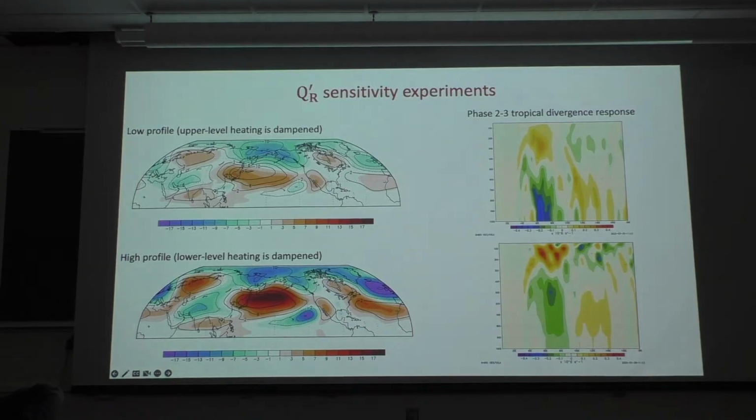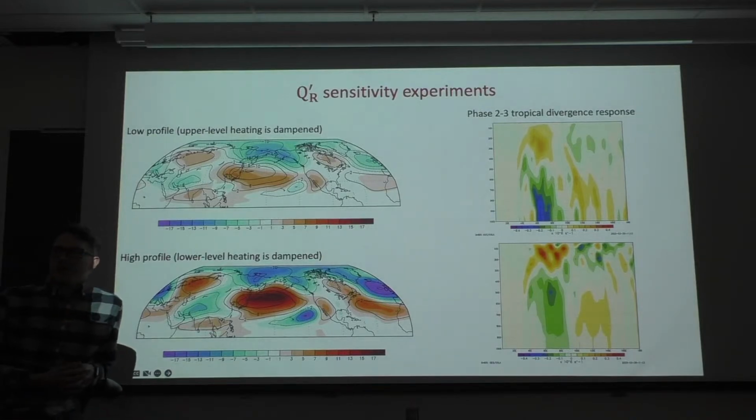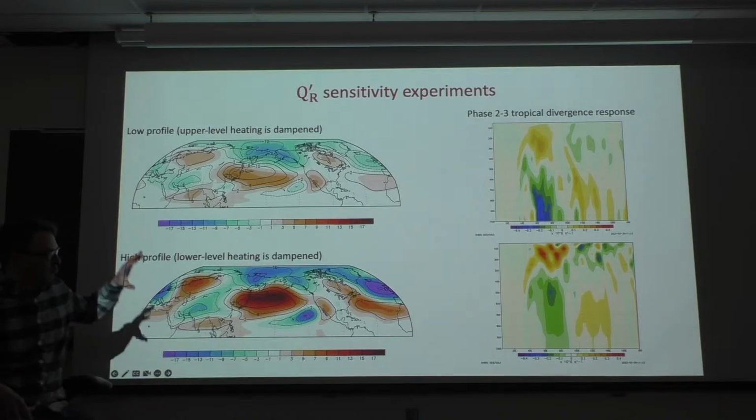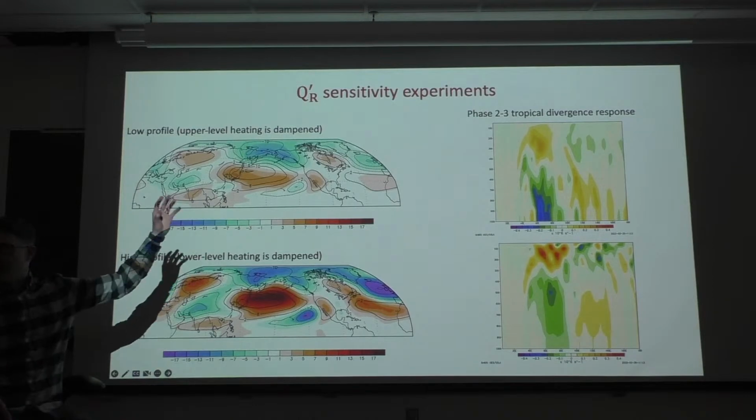How do you dampen the heating? Yeah, so I just used a gamma distribution to essentially weight the heating in the upper atmosphere, and it was normalized by the maximum heating of the profile. And so essentially just forcing the maximum level of heating to be either in the high or in the low.